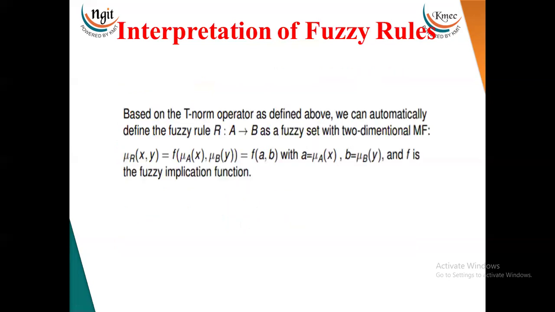So based on the T-norm operators, we can use anything. Here is the fuzzy implication function: mu R of X comma Y equals F of mu A of X comma mu B of Y, with A equal to mu of X and B equal to mu of Y. So you can use any two-dimensional membership functions.